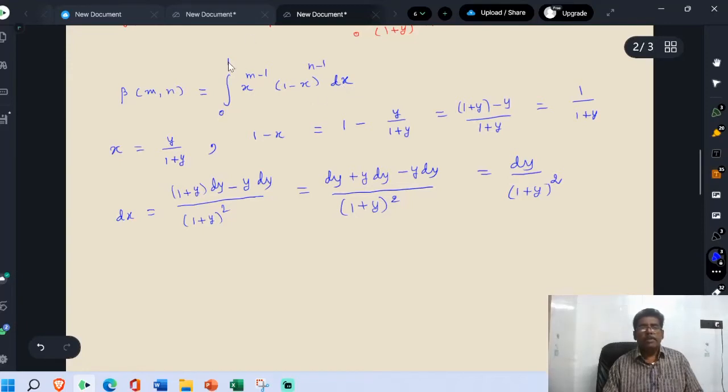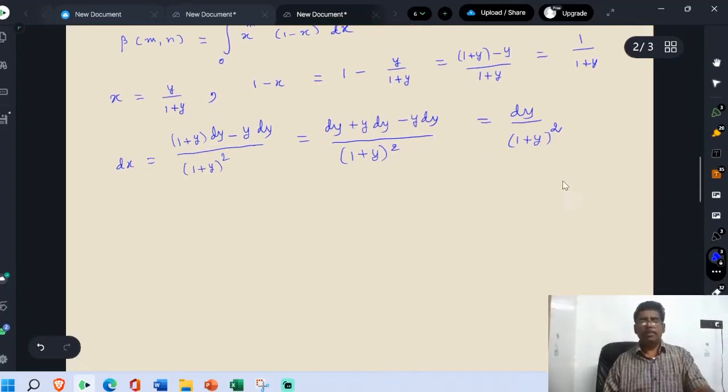How do we change the limit? Here, if you express the function in terms of x, the limits are 0 and 1. Now we are representing x in terms of y, so the limits are to be changed. For that, we have to find out the value of y.